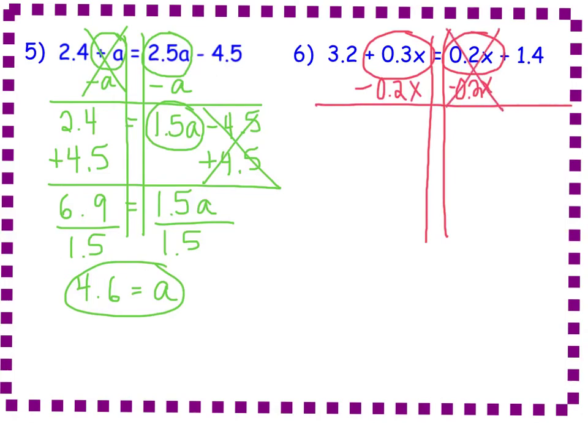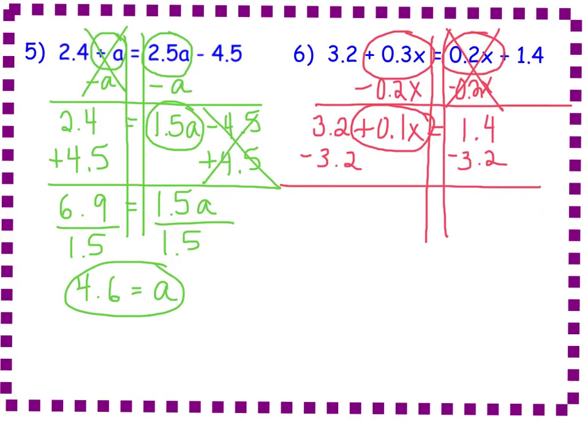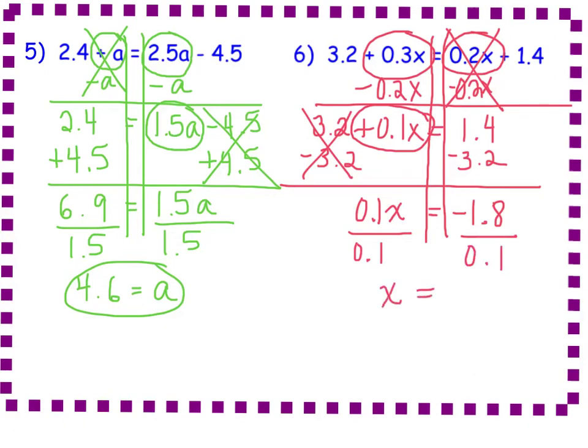That leaves me with, on the left-hand side, 3.2 plus 0.1x equals 1.4. Now subtract 3.2 from both sides. And so we end up with 1/10 x equals negative 1.8. And then divide by 0.1. Which gives us negative 18. Nice job.